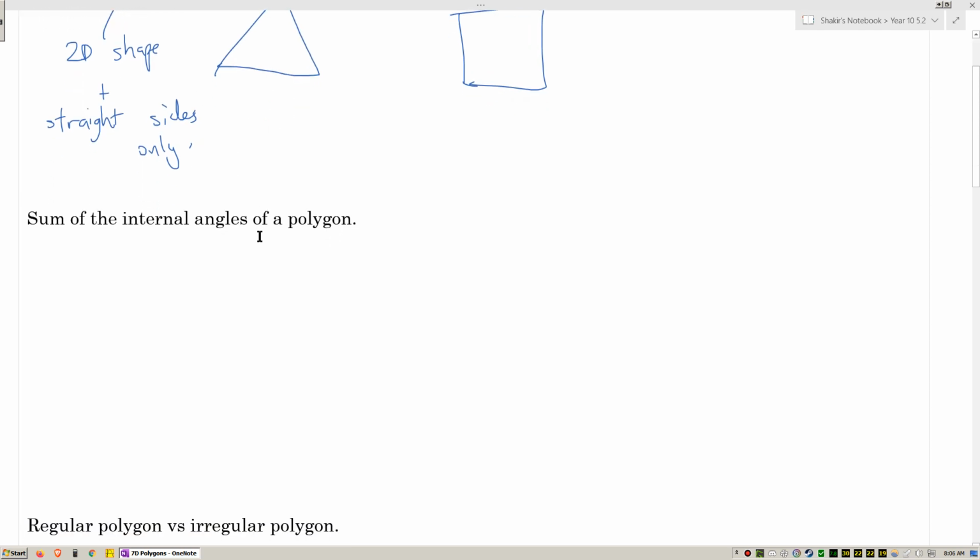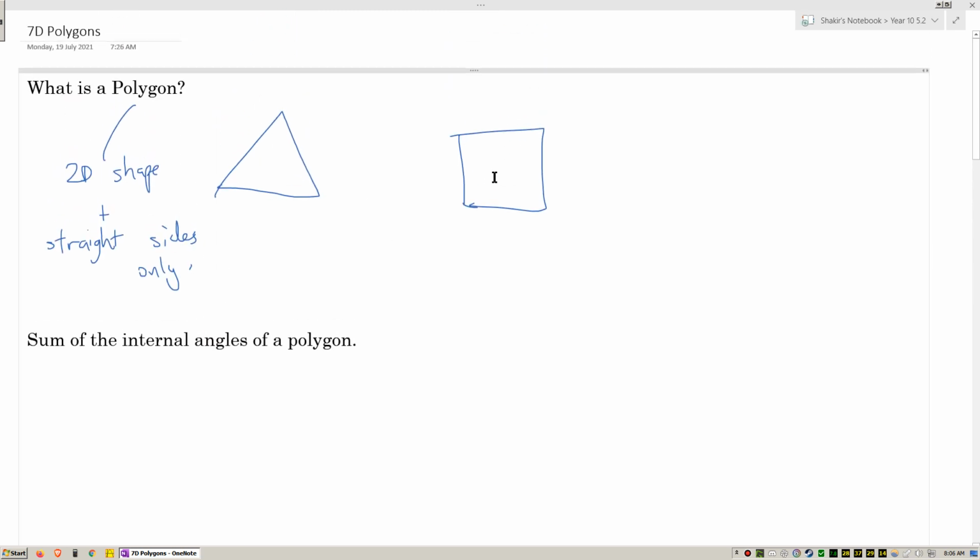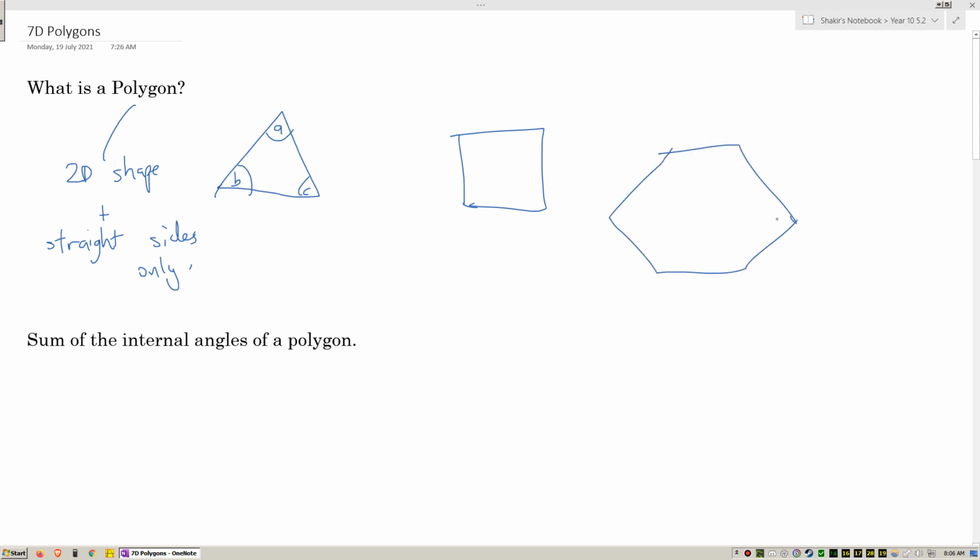Now, if you have a polygon, then it has some special properties. For example, the sum of the internal angles of a polygon. Let's look at these two polygons. What is the sum of all of the angles on the inside? If you had angles A, B, and C and added them together, what would be the result? We know it's 180, but we're going to come up with a rule for all polygons, even ones we're not super familiar with. For example, a hexagon. What are all these angles added together?